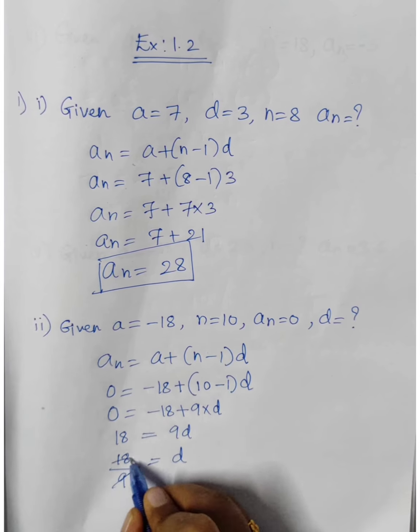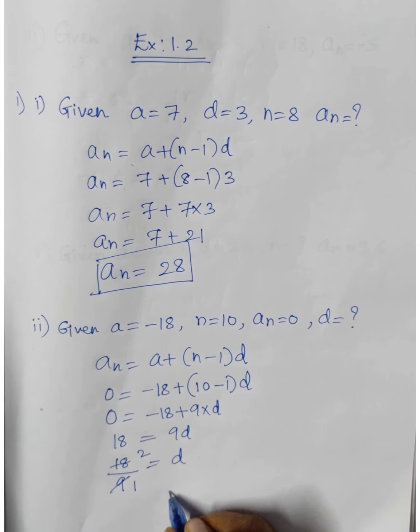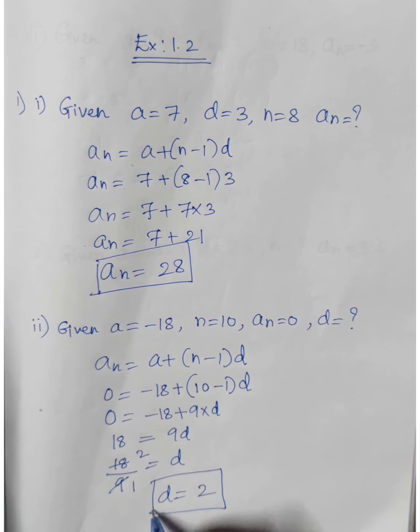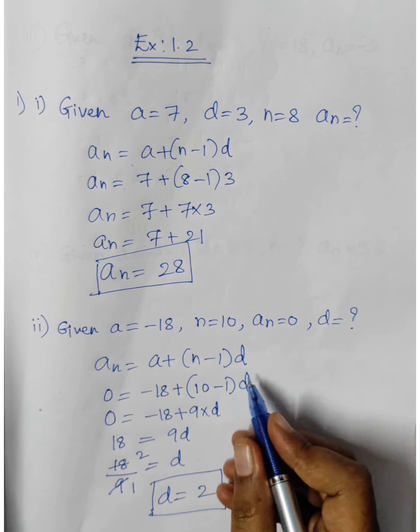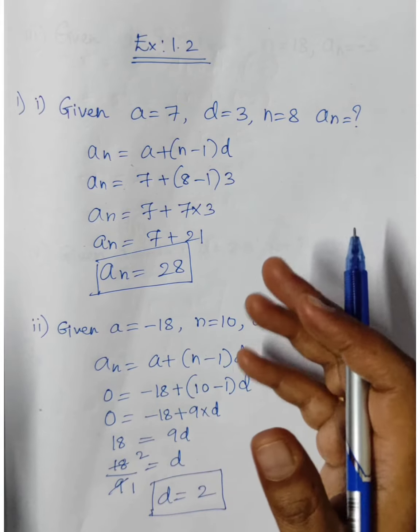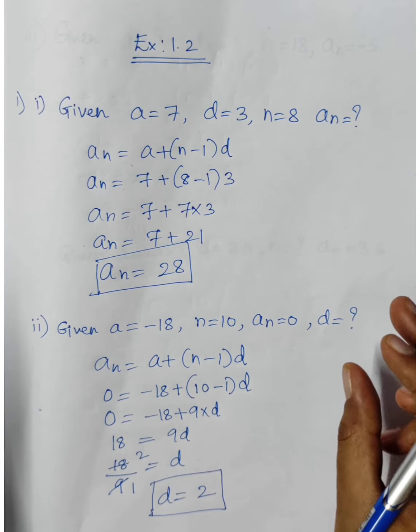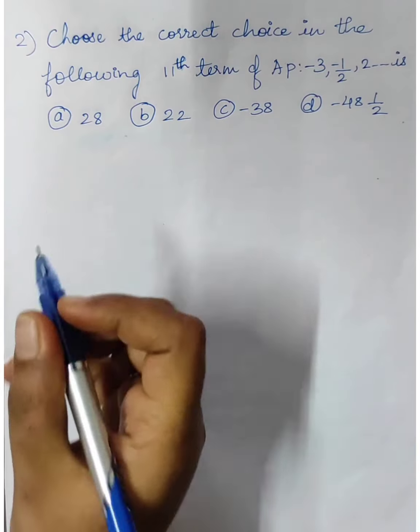So 9 ones are 9, 9 twos are 18. So what is the value of d here? D is 2. The common difference is 2. So using this formula, you can find it out if any one of the values is not given.